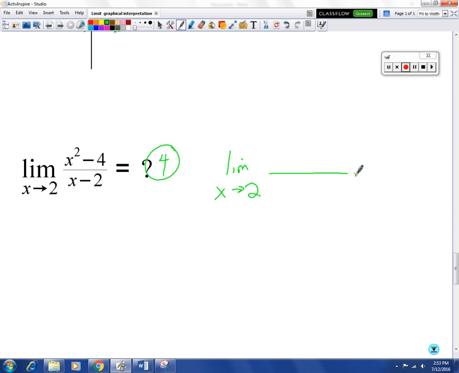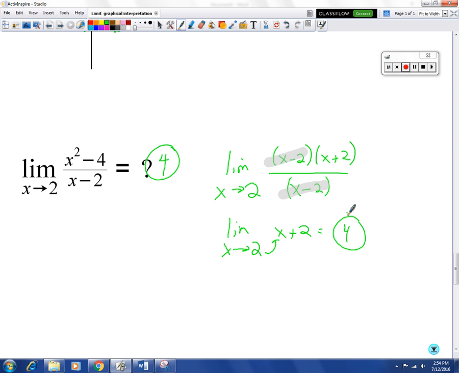You probably see that x squared minus 4, we can factor that. And then we have an x minus 2 on the bottom. So if we factor that, the x minus 2 will cancel out. So what we would do is say the limit of this thing is really the same as the limit of this. And in this case we can plug in 2, and so we get our answer of 4. We'll do examples of that in another video.